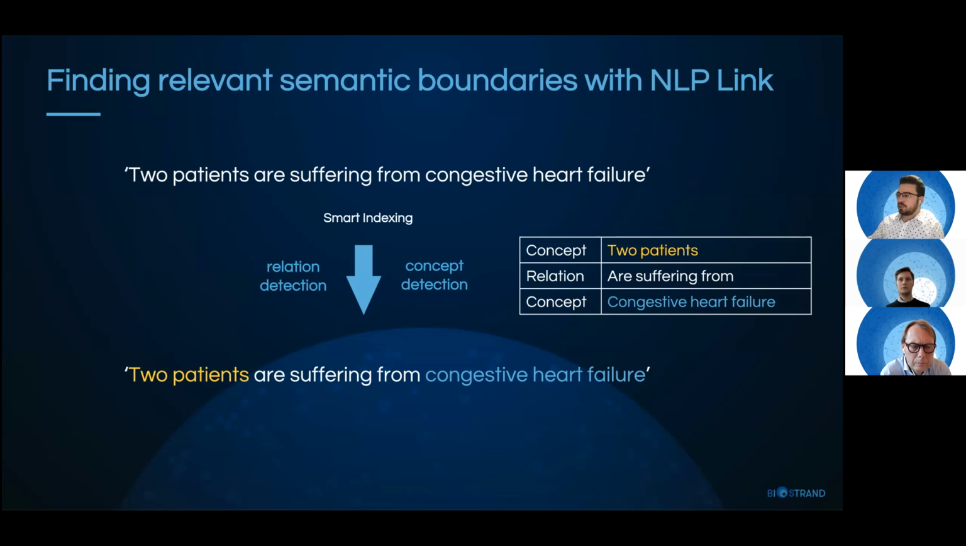And 2 patients is a concept that is different, for example, from 1 patient. And so from that, you have a very good way of differentiating different cases where what looks like semantic similarity can be lost.